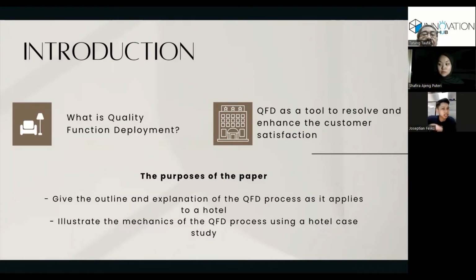The purpose of this paper is to give the outline and explanations about QFD itself and illustrate the mechanisms of the QFD process using a hotel case. In this paper, they use the hotel case study.